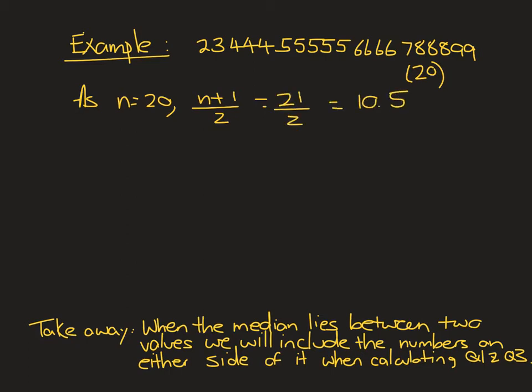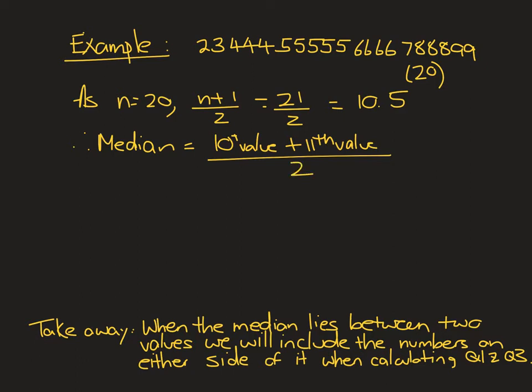So that means that the median must lie between the 10th and 11th value. So the median is equal to the 10th value plus the 11th value, divided by 2. And as you can probably see, if you counted along, the 10th and the 11th values are 5 and 6. So we're going to do 5 plus 6 divided by 2, which is 5.5. So the value of the median is 5.5.